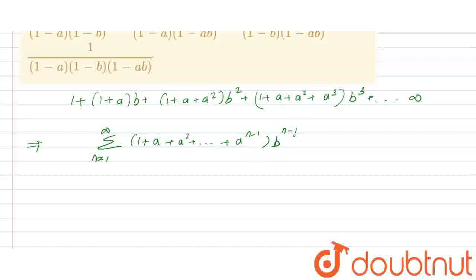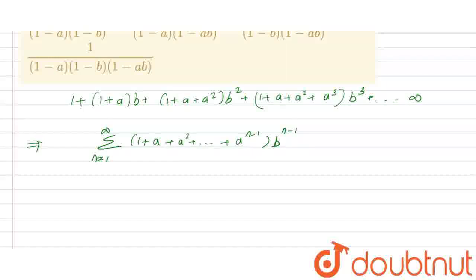I can write the series like this because when we multiply, suppose n is equal to 2, then b is raised to 2 minus 1, and this goes up to 1 + a, so this is (1 + a) into b. And when n is equal to 1, we only get 1. So I can write the series as this.